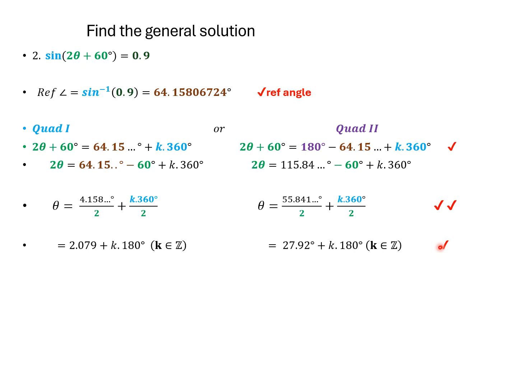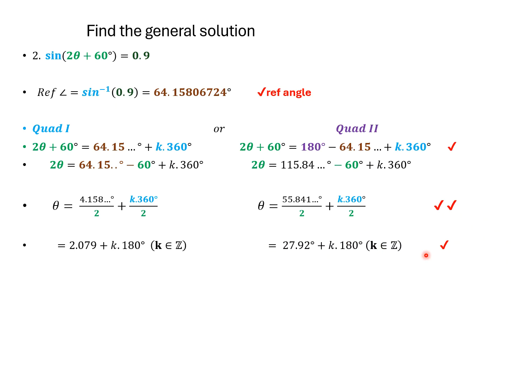So if you study properly, you should get a mark for the reference angle. You should be able to get a mark for writing the two equations. There, 1 mark for taking 60 over, another mark for dividing by 2, and 1 mark for both correct answers with k an element of integers.